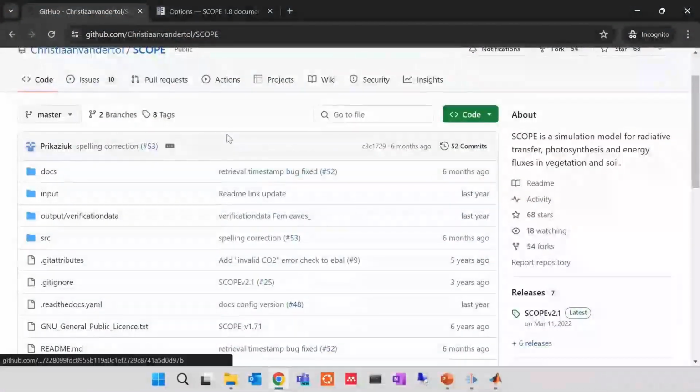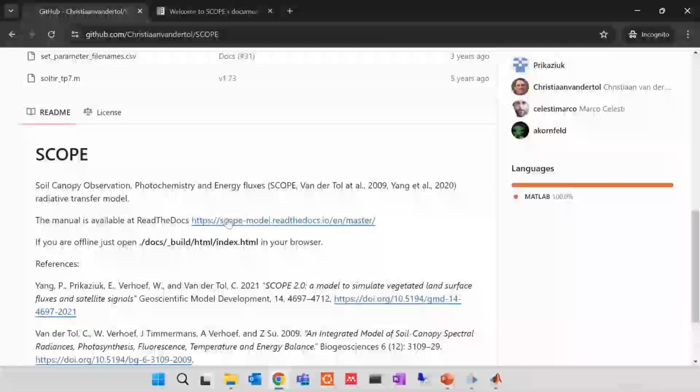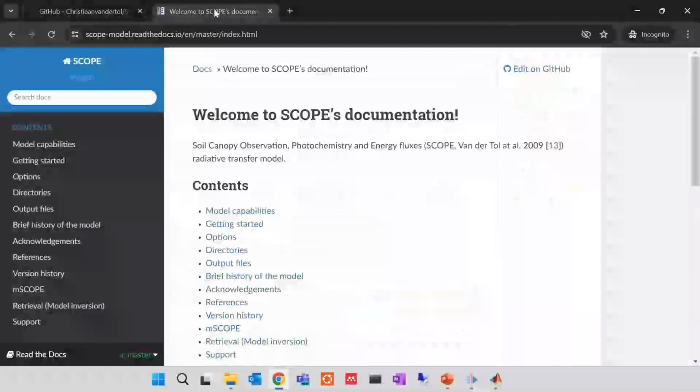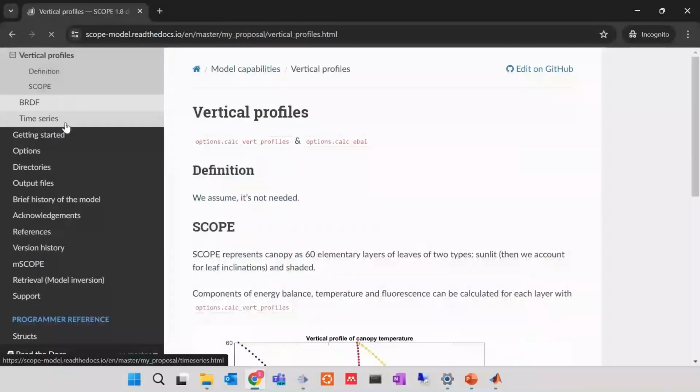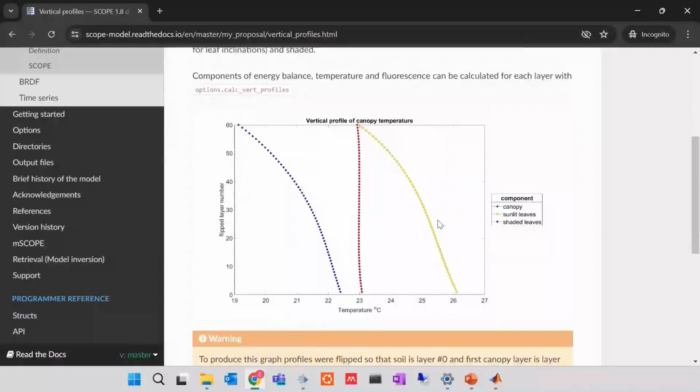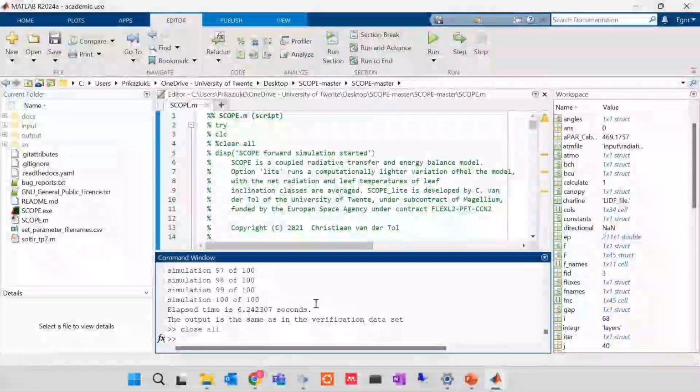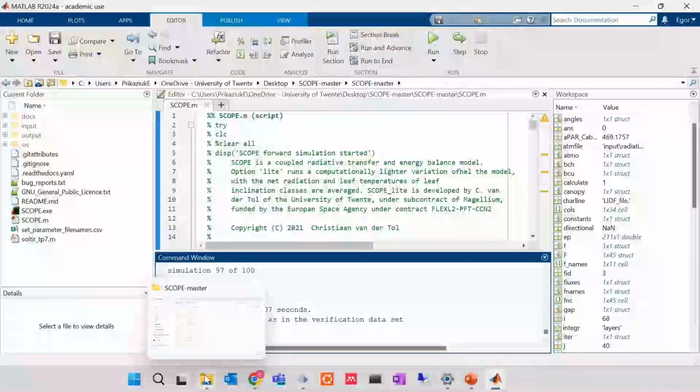What I also expect you to do is to find our documentation. The link is directly in the README. In the documentation, what I'm talking about are in model capabilities, vertical profiles, and this very little, but still gives an idea that, for example, canopy temperature based on the height in the canopy of every leaf layer is different, and the weighted sum of these temperatures we can refer to as vertical profile in the canopy. We are going to use a single run, so everything is controlled.